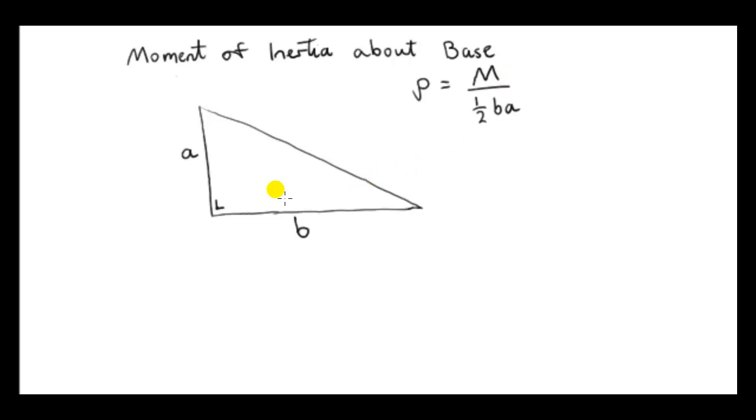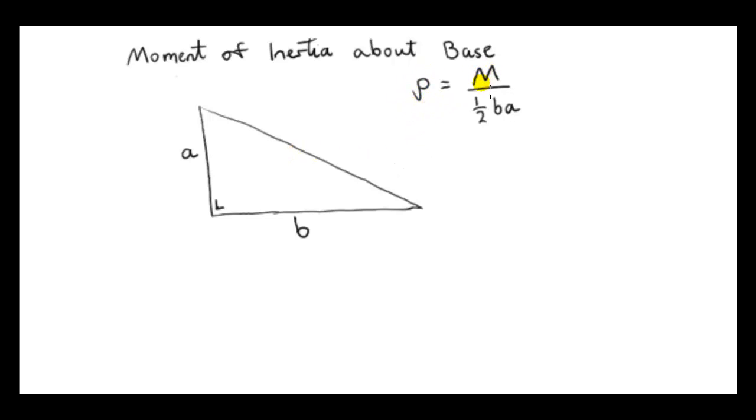Here is our right-angled triangular lamina. We're going to get the moment of inertia of this lamina about the base, that is about the side of length B. So we assume that the mass is uniformly distributed throughout this, and we consider the mass per unit area in this calculation, because we're going to be taking strips and writing the mass of each strip in terms of rho.